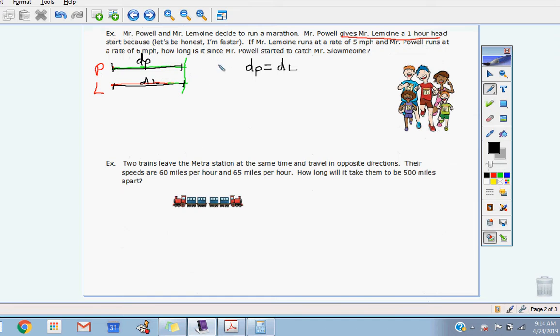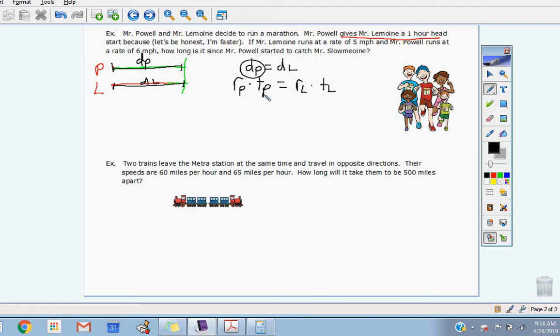So you have to think about this in terms of rate of Mr. Powell times time of Mr. Powell, because that is the distance of Mr. Powell. It's really weird talking about myself in that voice. Okay, now we need to do rate Lemoyne times time Lemoyne. Now here's the deal. All these variables could super confuse you. I completely understand. But it all boils down to a pretty basic calculation in the end. It's just going to take us some time to get there, okay?